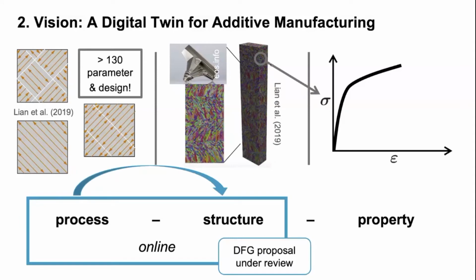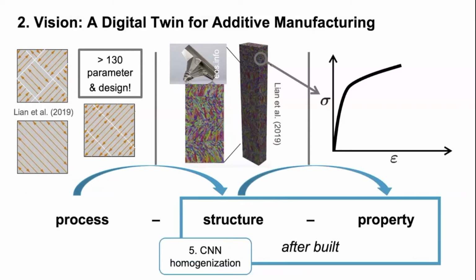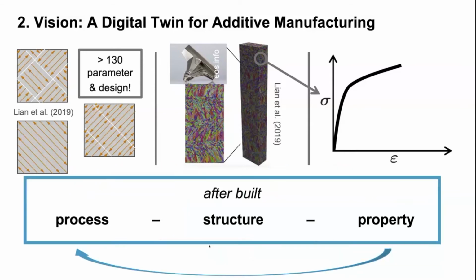So this first step, process structure interaction, is the topic of a DFG proposal, which is still under review. And the second topic here, structure property interaction, is a topic which I want to address later in the last section on CNN homogenization. And this real-time information can help us basically to decode this process structure property interaction, this forward loop. When we have understood this forward loop, we can build a database, and from this database, the idea is to derive optimal process parameters. But this is a long-term goal.